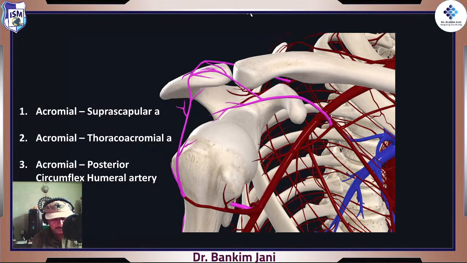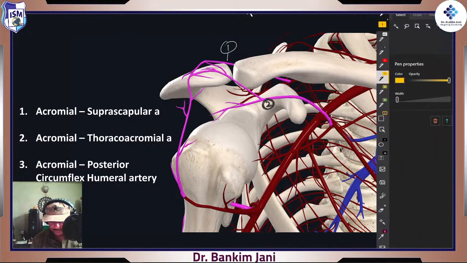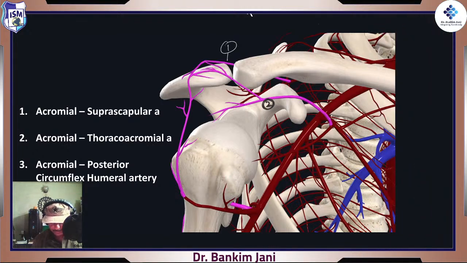Here it is, the first one, the suprascapular artery at the acromion. See, here it is coming from the back. That's one, right? Then the acromial branch of the thoracoacromial artery. Yeah, here it is. Thoracoacromial artery. This one, let me draw it with black. Here it is, the second one. And then the third one, that's the posterior circumflex humeral artery, and it is giving the branch which is going above. So this one is the third one. That's the anastomosis just above the acromion process, right?